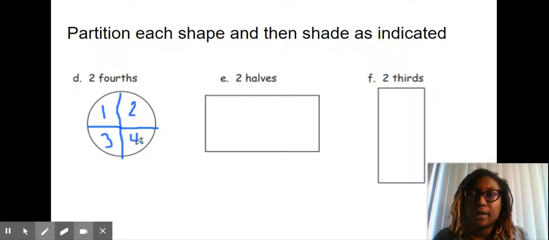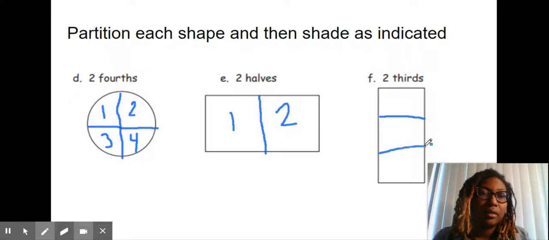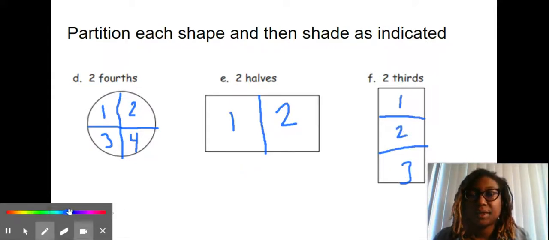1, 2, 3, 4. It says I'm going to shade in 2 halves. So halves is the same as having 2 equal shares. So I say to split it down the middle. 1, 2, now it's in halves. And this one says 2/3. So I need to put this into thirds. I'm going to kind of do it like this. 1, 2, 3. Okay.